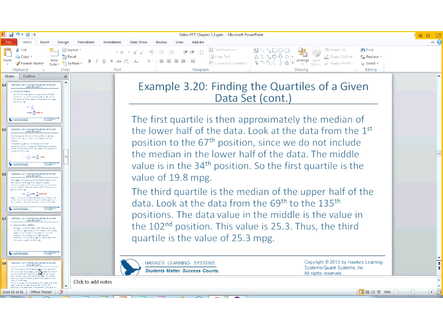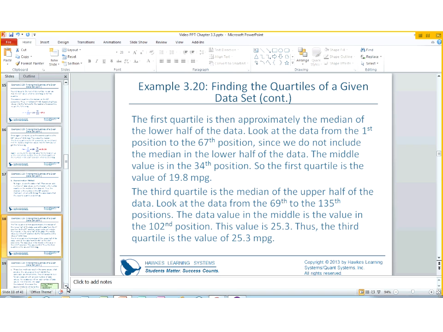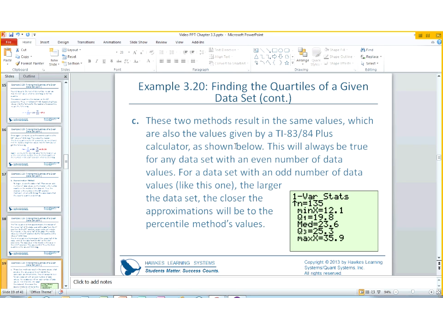Okay, so because you have an odd number of data values in this data set, you don't include that median, or that Q2. You just take the first position to the 67th position, and you look for the middle value in that, which happens to be the 34th position, so it's 19.8. For the third quartile, you take the 69th position to the 135th position, and the value in the middle is the 102nd, and that value is 25.3. So the third quartile of this data is 25.3.